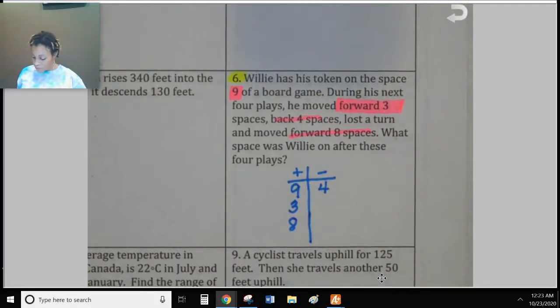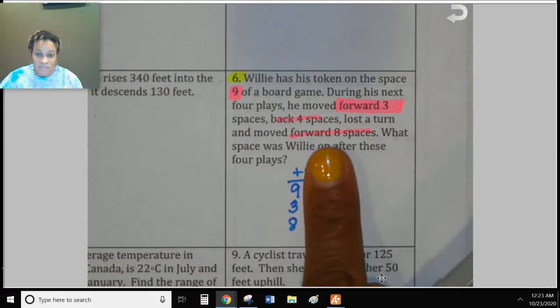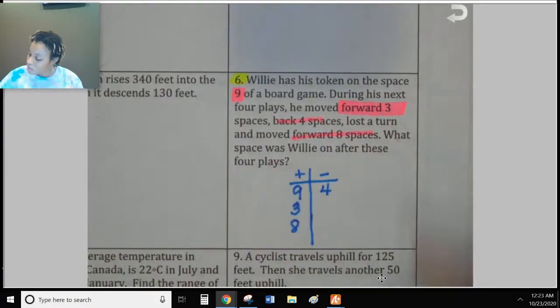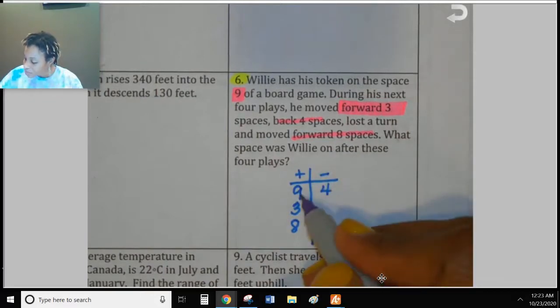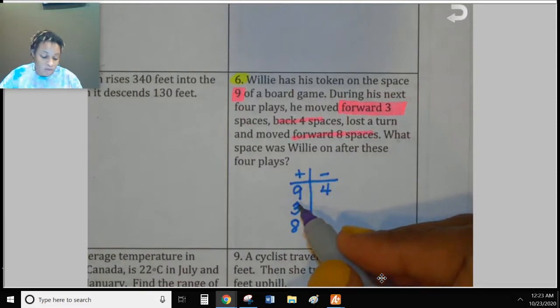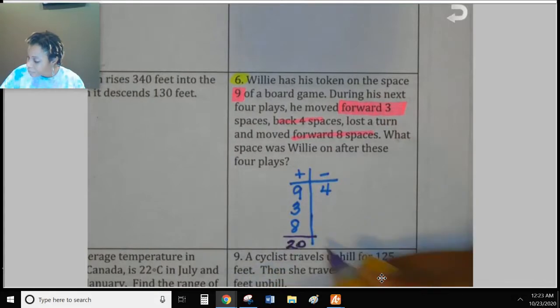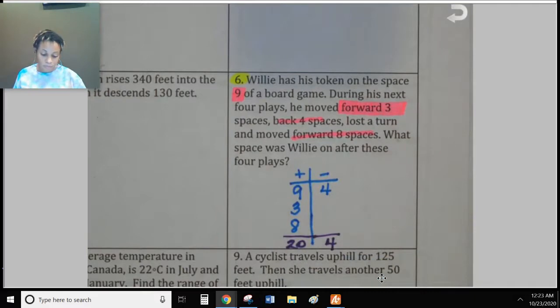So the first thing you need to know about a scoreboard is everything on that side gets added up. So everything on this side, we need to add and get our total for the positives. And then everything on this side, we need to add to get our total for the negatives. So we have 9 plus 3, that's 10, 11, 12. And then 12 plus 8 will give me 20. And then on this side, I just have 4. And that 4 is a negative 4.